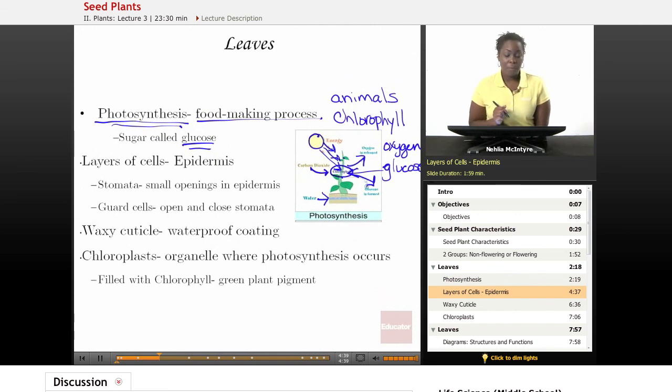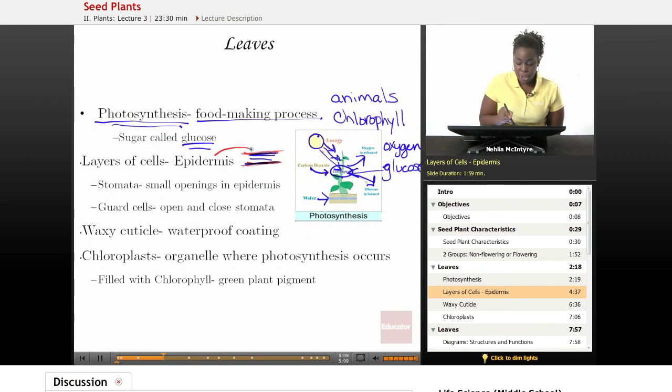Leaves have a special structure to help them perform their functions. Leaves are made of several layers of cells that come together. If this was just representing different layers of a leaf, you have a very top layer and a bottom layer, and those top and bottom layers are identified as the epidermis of the leaf.